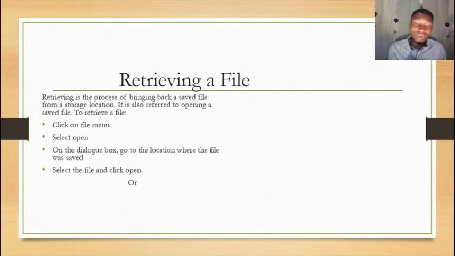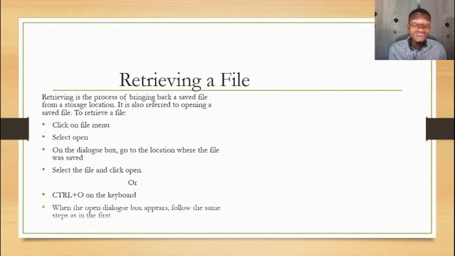So the second option is to use the shortcut Ctrl O. So you press Ctrl O on the keyboard. After pressing Ctrl O on the keyboard, you're going to have the Open dialog box. On the dialog box, you follow the same steps as in the first. That means you go to the location where you have the file saved, you click on the file, then you click on Open. So having done that, you're going to have the document retrieved for you to either work on it again, or you want to view it, or you want to print it.